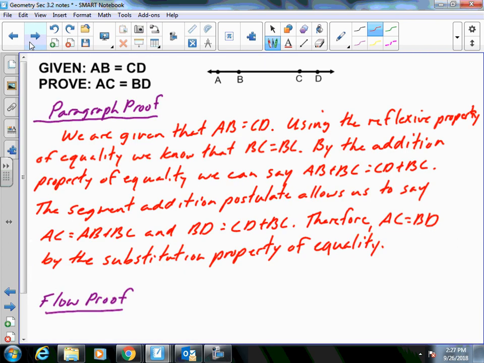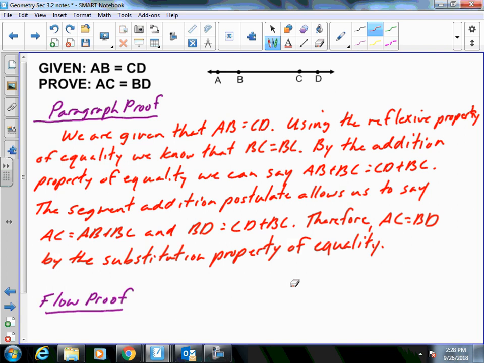All right, so here would be the paragraph proof. Exact same steps, but written as sentences. Just like any proof, we start with the given. We are given that AB equals CD. So first step, given, just like any other proof. Then we do the same thing as we did in the two-column proof. We next bring in the section BC, saying it's equal to itself, so that we can plug it into the equation later. Using the reflexive property of equality, we know that BC is equal to BC.